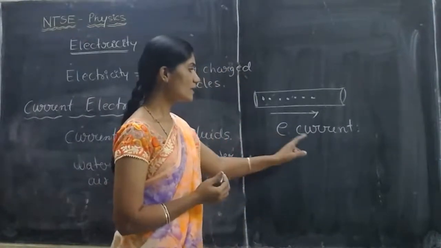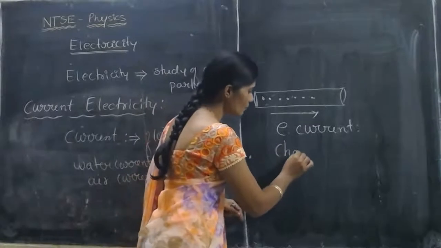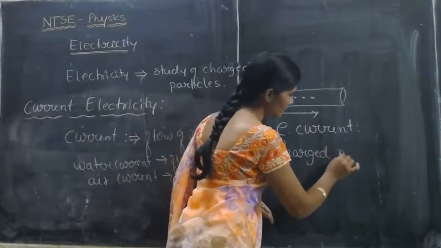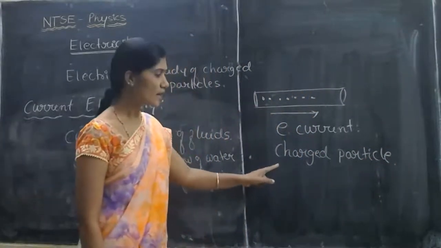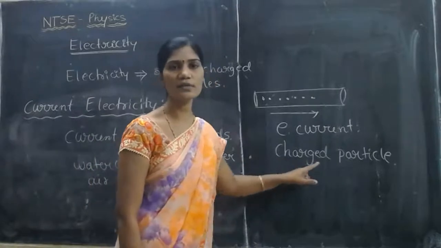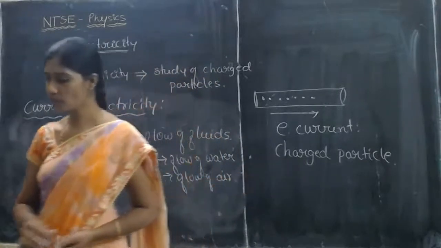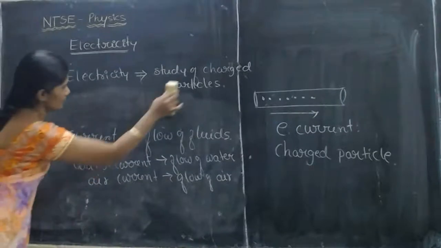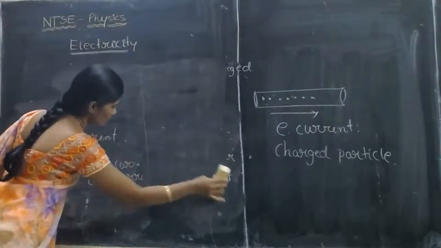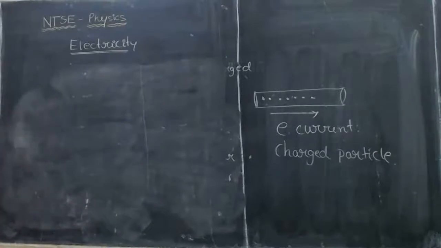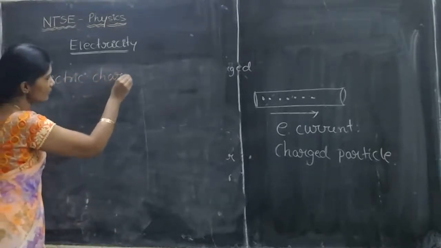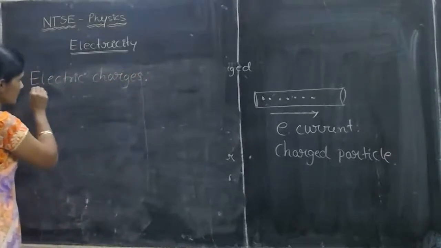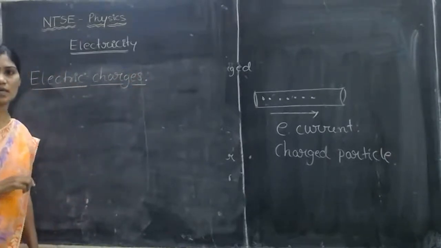So, to understand electric current, we need to know what these charged particles are. We came to know that current is a flow of charged particles in a definite direction. Then what are these charged particles? What is the meaning of charged? That we want to know now. Electric charge means what? Because current means the flow of charges. Then what is this charge? What is called a charge?